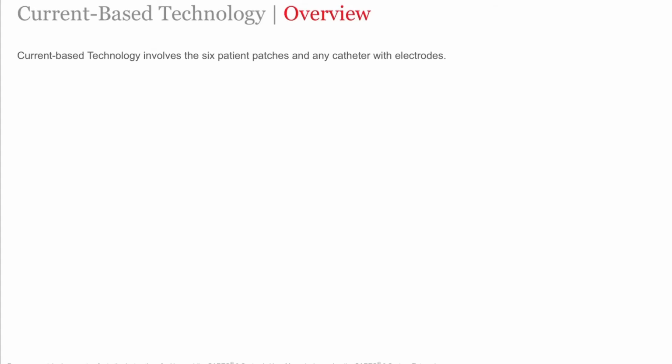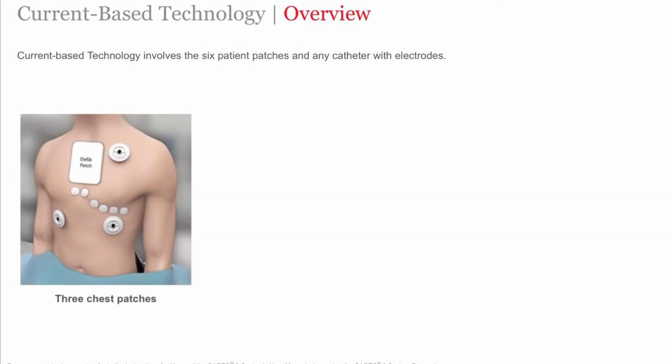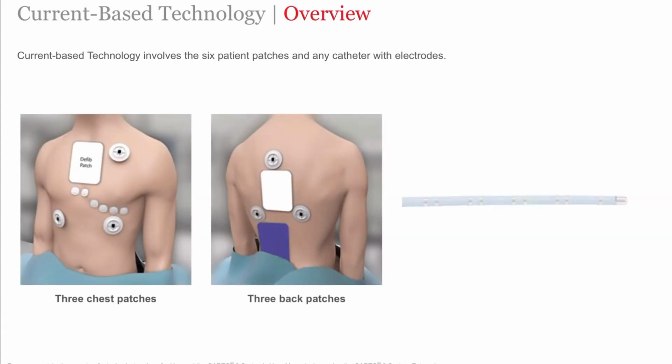Our current-based technology involves these components: all 6 patient patches, so 3 chest patches and 3 back patches, and a catheter that has electrodes but not a location sensor. Let's learn how it works.